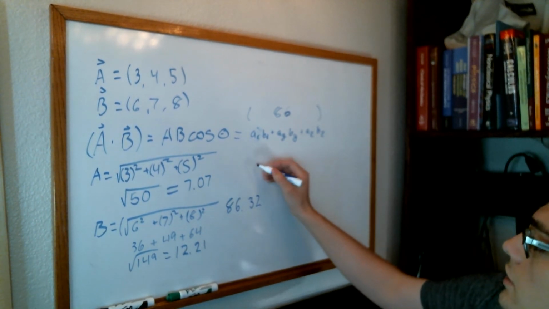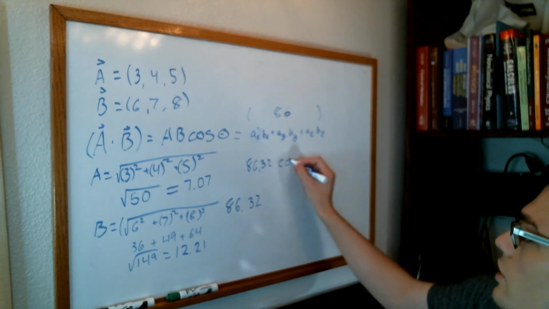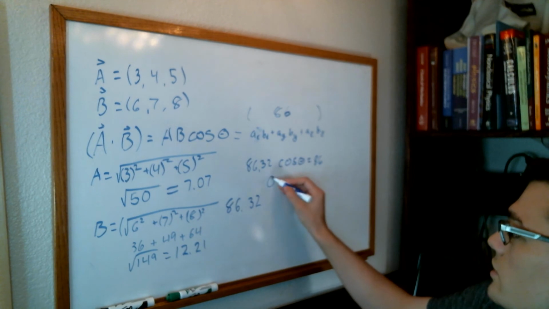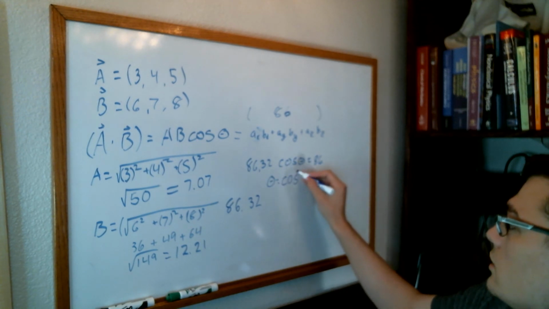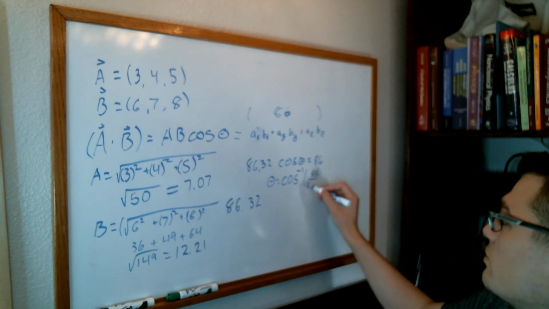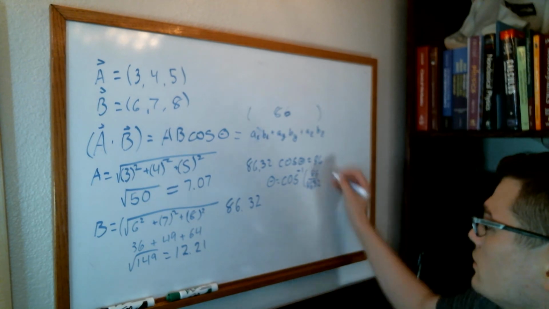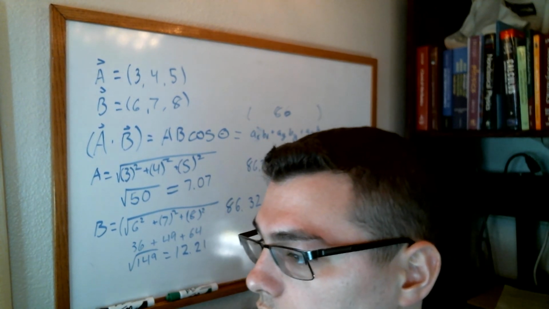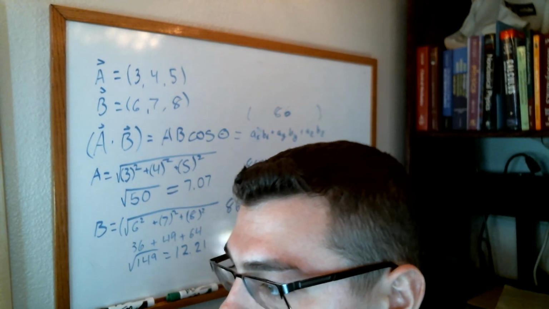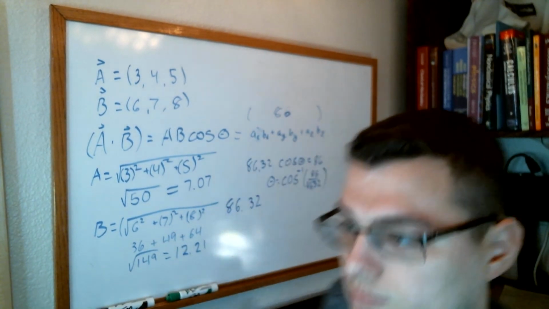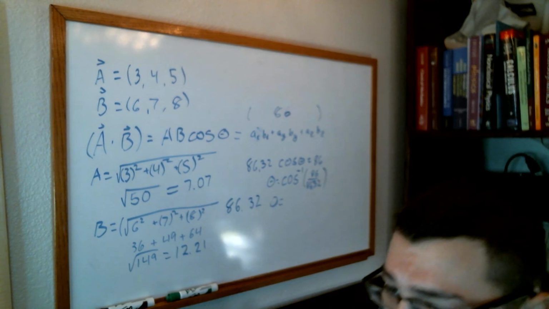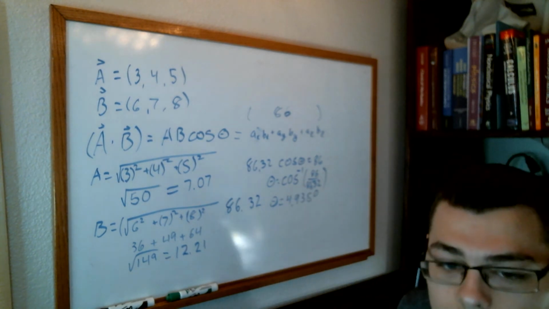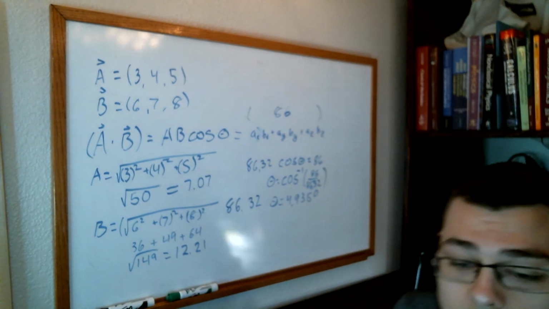So then we have 86.32 times cosine theta is equal to 86. And so we divide both sides by 86 and take the inverse cosine. So then theta is equal to inverse cosine of 86 over 86.32. And so then we just need to throw that in our calculators. And so then theta between these two is going to be 4.935 degrees. So yeah, it's not that big, but as you can see, that 0.32 actually did make a difference in this case.